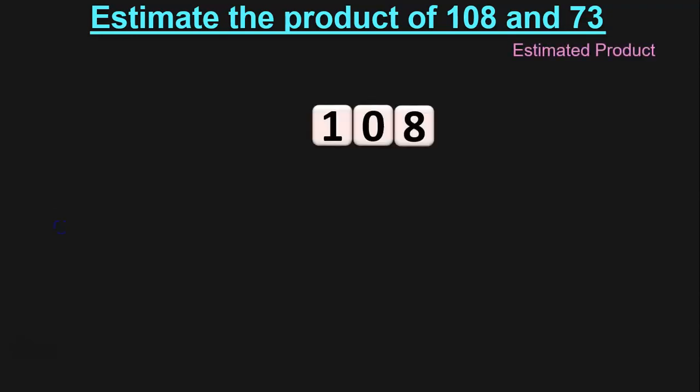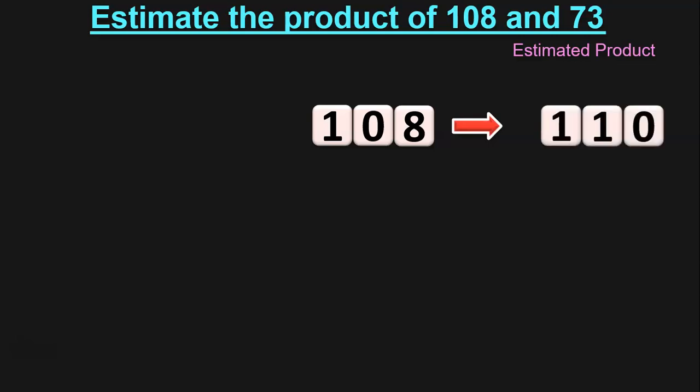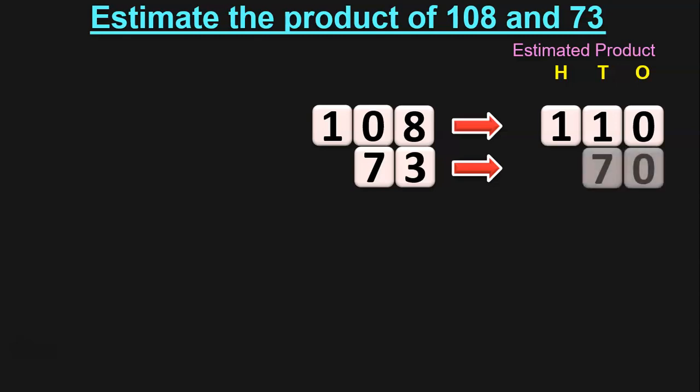The next example that we are going to see is estimate the product of 108 and 73. So here we have a 3-digit number 108. We are going to round it off to the nearest tens. So how do you do that? Here 108 is above the midway 105. So it has to be rounded off to the upper limit, and the nearest tens to 108 is 110. Next take 73 and you round it off to the nearest 10. It is below 75. So you round it down to the nearest 10, which is 70.